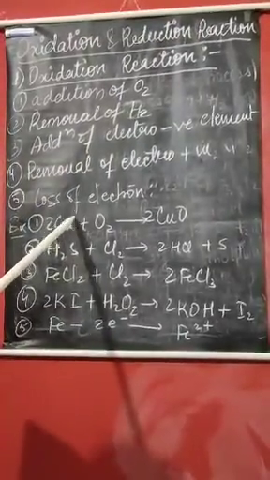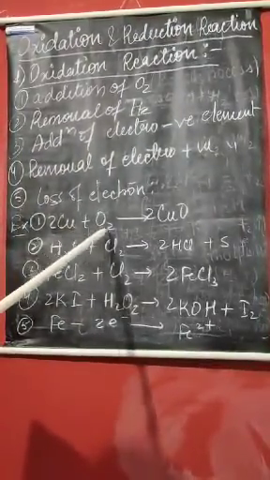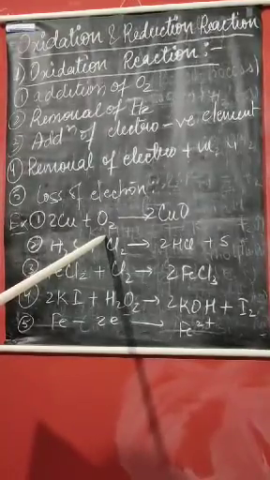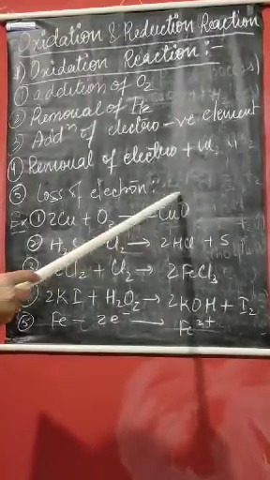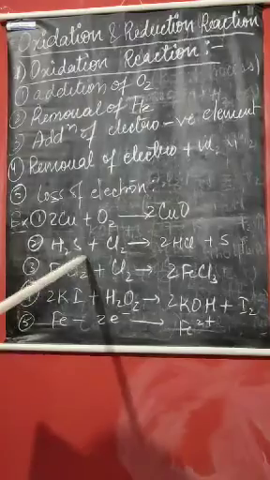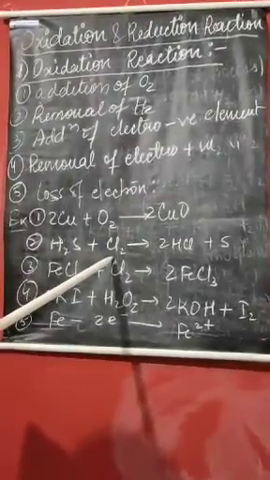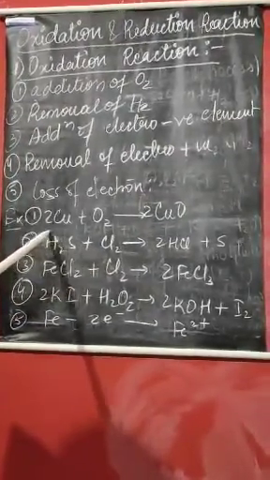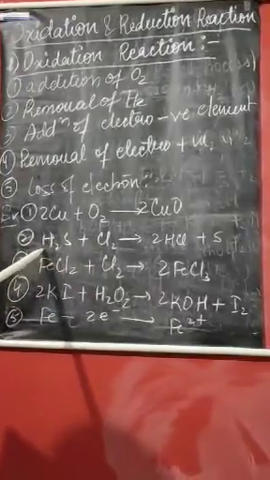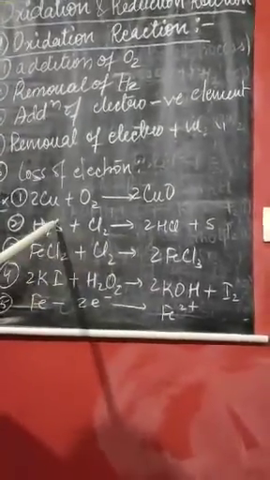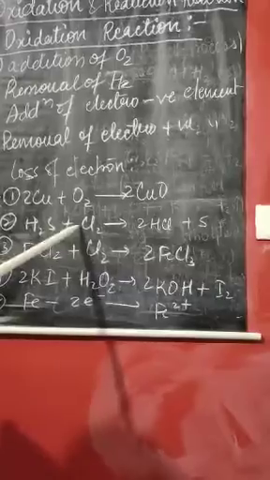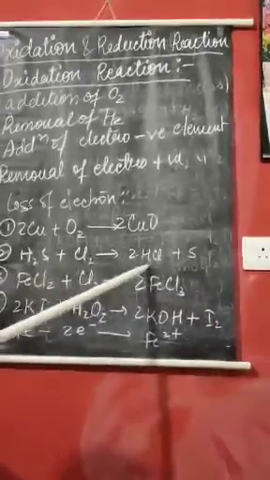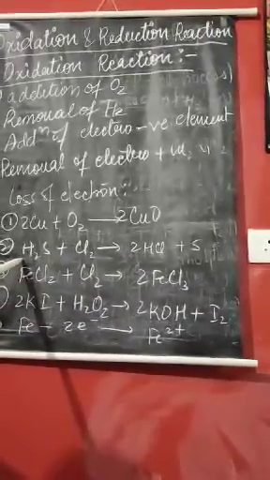See, first example is copper, which is an element. In this copper there is addition of oxygen, therefore it is an oxidation reaction. Second one, when hydrogen gets combined with chlorine. Now you see, from this hydrogen sulfide, hydrogen is getting removed to form a new product. Means removal of hydrogen takes place and there is formation of hydrogen chloride. So it is also an oxidation reaction.